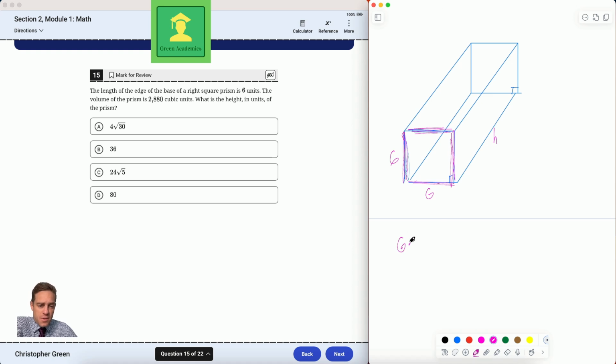So it's just 6 times 6 times h equals 2880. So h is the quotient of 2,880 and 36, which is 80. Yep.